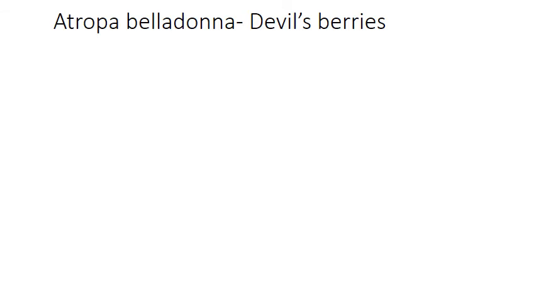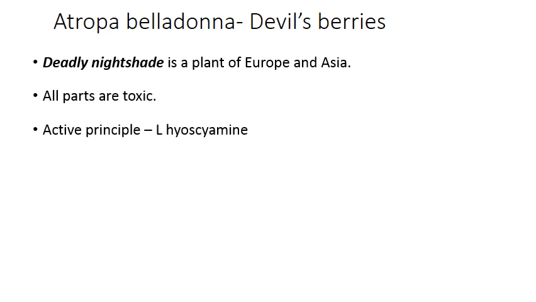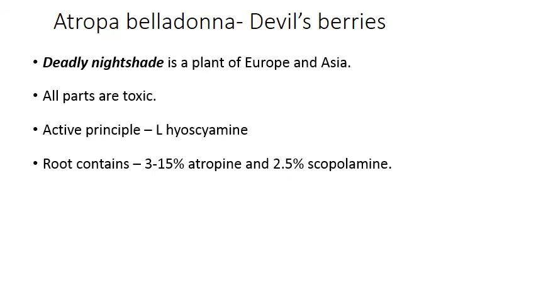Coming to the next poisonous plant, Atropa belladonna. Sometimes it is also called devil's berries, or given another name, deadly nightshade. This is a plant mainly seen in Europe and Asia. Here all parts of the plant are toxic, similar to the datura plant. The active principles are L-hyoscyamine, and the roots of this particular plant contain about 3 to 15% of atropine and about 2.5% of scopolamine.